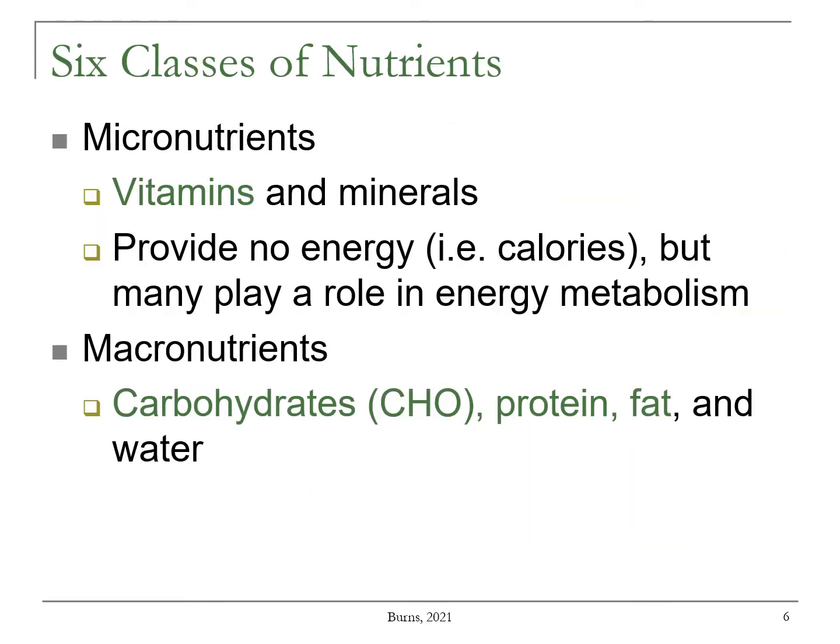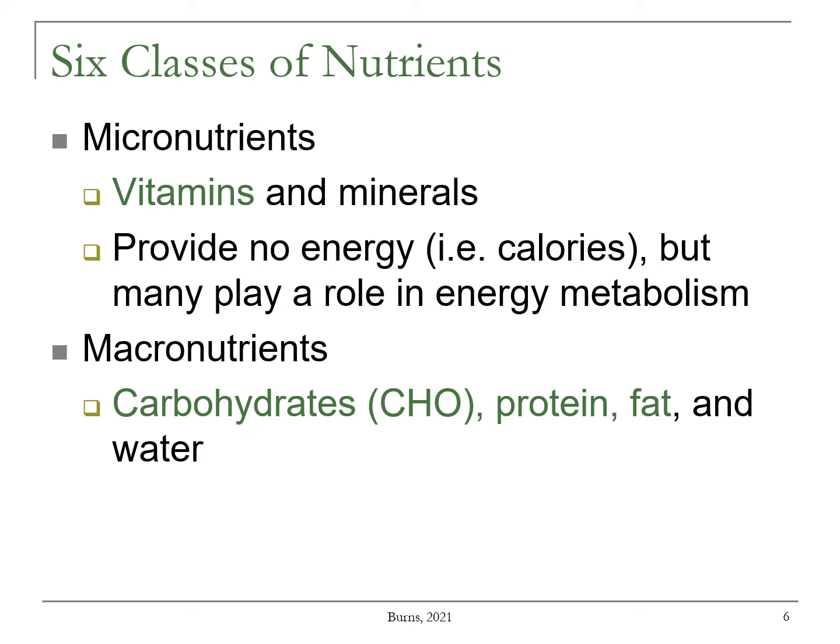Next, I want to review quickly here the 6 classes of nutrients. So we have the micronutrients and the macronutrients. Vitamins and minerals are referred to as the micronutrients, again, because we need them in such small amounts. Vitamins provide no energy, so there's no calories in vitamins and minerals, but they do play many roles in energy metabolism. So a certain B vitamin will be needed to unleash the energy that comes from our carbohydrates.